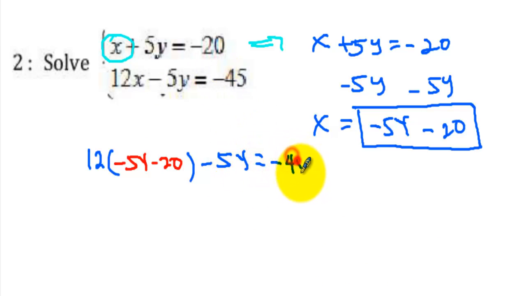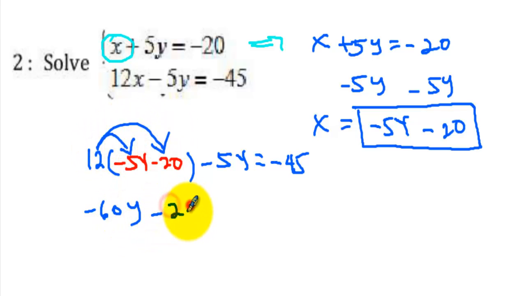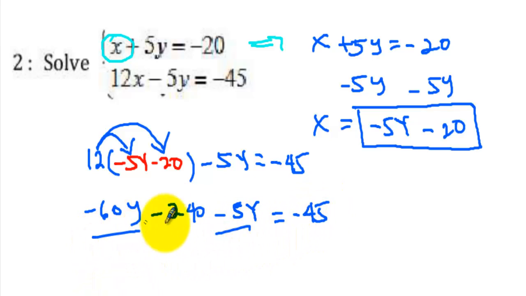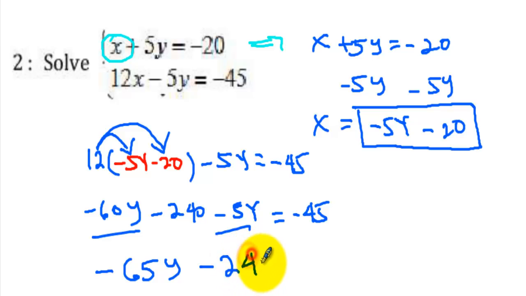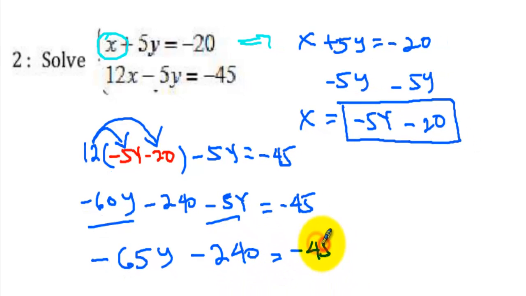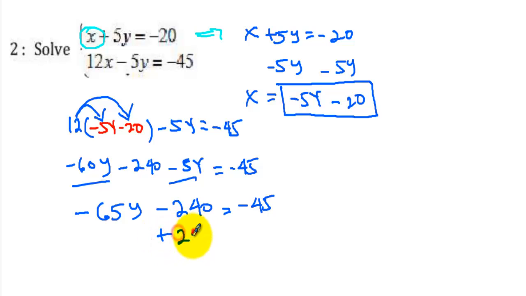equals -45. So distribute 12 to -5y. You will have -60y. 12 times -20 will be -240 minus 5y equals -45. Combining like terms, -60y minus 5y is equal to -65y. So bring down everything, -240 equals -45. Add 240 to both sides.